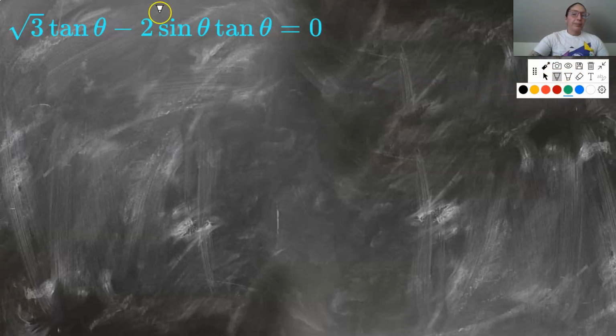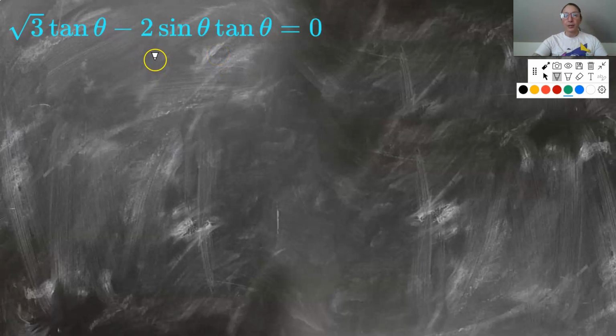Let's switch to green. Okay, how do we solve this? Well, again, think back. So I have root 3 tan theta minus 2 sine theta tan theta equals 0. I don't have a product because there's a subtraction here. This is not a product. This is a difference. So I can't set that equal to 0 and that equal to 0 and solve it. That's not going to work.